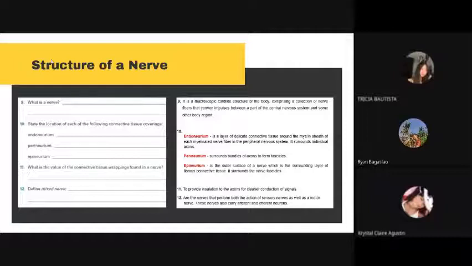Number eleven, what is the value of the connective tissue wrappings found in a nerve? Its value is to provide insulation to the axons for cleaner conduction of signals. Define mixed nerve. Mixed nerves are the nerves that perform both the action of a sensory nerve as well as a motor nerve. These nerves also carry afferent and efferent neurons.